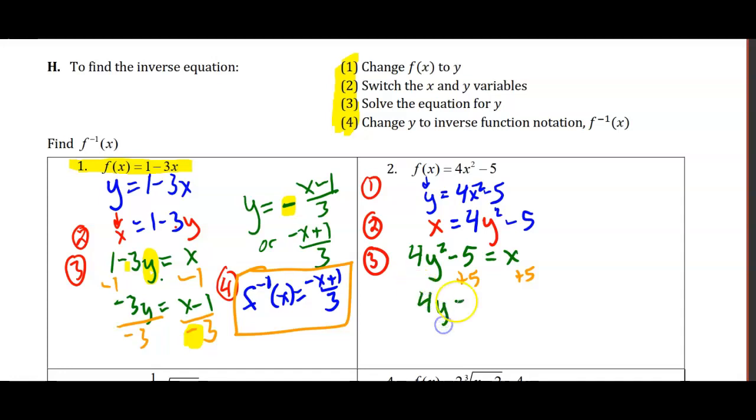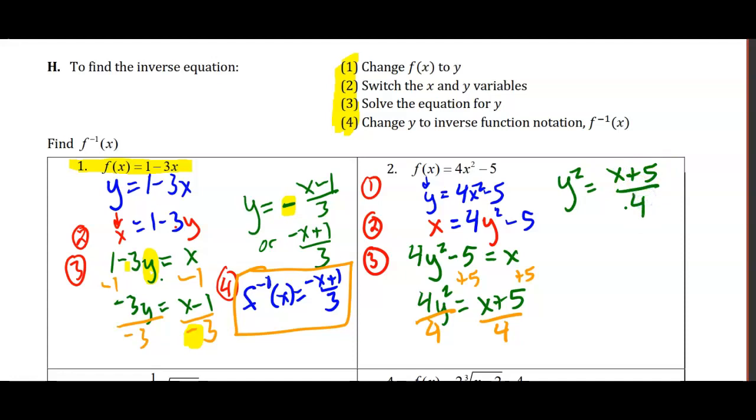So 4y squared equals x plus 5. Okay, again, outside to inside. So now I'm just going to say all right, that's my inside part, just the y squared. All right, what's outside of that is the 4. What's the operation that is happening with the 4? Since I see nothing in here, what does that mean? It means multiply. So that is divide. So now y squared equals x plus 5 over 4.